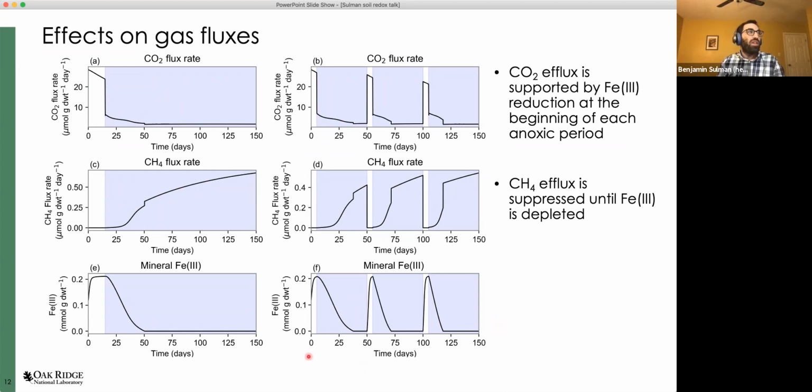So if we zoom out and look at the interaction between that iron process and the greenhouse gas fluxes, now we can see that this period of iron reduction correlates with lower methane fluxes and a little bit higher CO2 fluxes. And so looking at these two different patterns of inundation and oxidation, in the longer cycle, iron 3 gets depleted and then methane is pretty high for most of that simulation. In the simulation with more repetitions of these cycles, now we're refreshing the iron every time. And so we have more of these periods when methane flux is suppressed by this continuing iron reduction reaction.